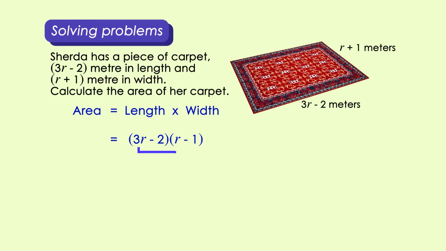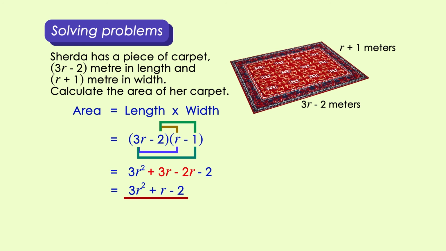So 3r multiplied by r is 3r squared. 3r multiplied by 1 is 3r. Negative 2 multiplied by r is negative 2r. Negative 2 multiplied by 1 is negative 2. Now let us solve our like terms. Plus 3r minus 2r is equal to r. So our answer is 3r squared plus r minus 2. Hence, the size of the carpet is 3r squared plus r minus 2 square meters.